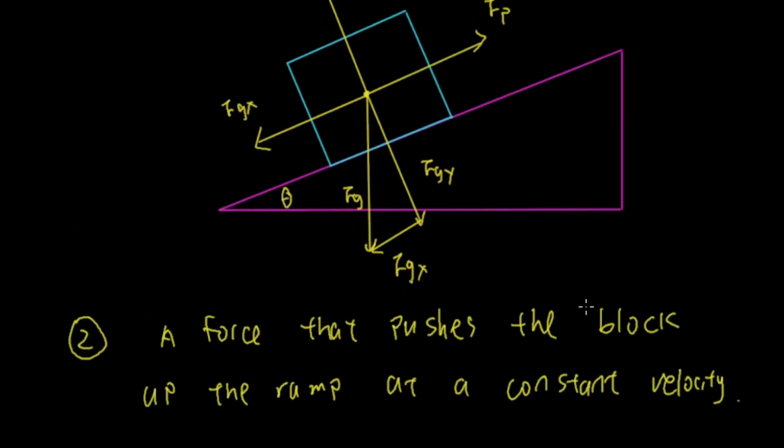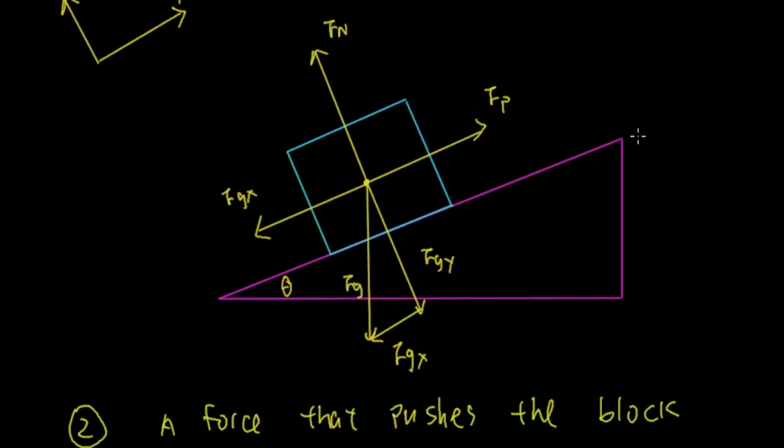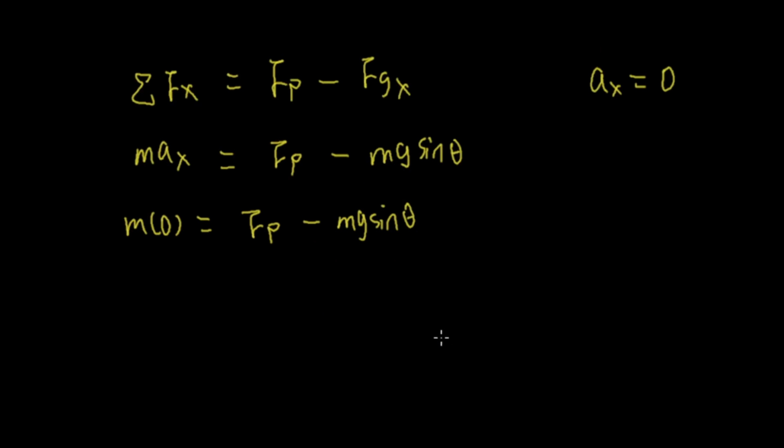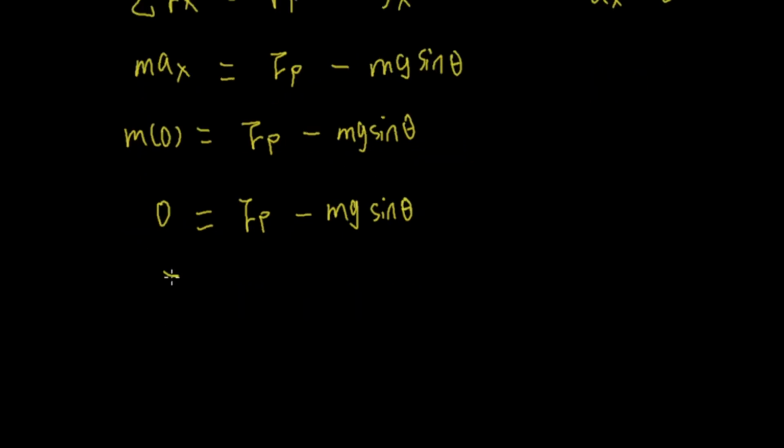Okay, since the block is moving up the ramp at a constant velocity, right? That means there's no acceleration in the x direction either. So acceleration in the x direction is 0. And we can put that in here. Mass times 0 equals the push force minus mg sine theta. Again, this is equal to 0. It's equal to the push force minus mg sine theta. Okay, add mg sine theta to both sides. We have push force equals mg sine theta.